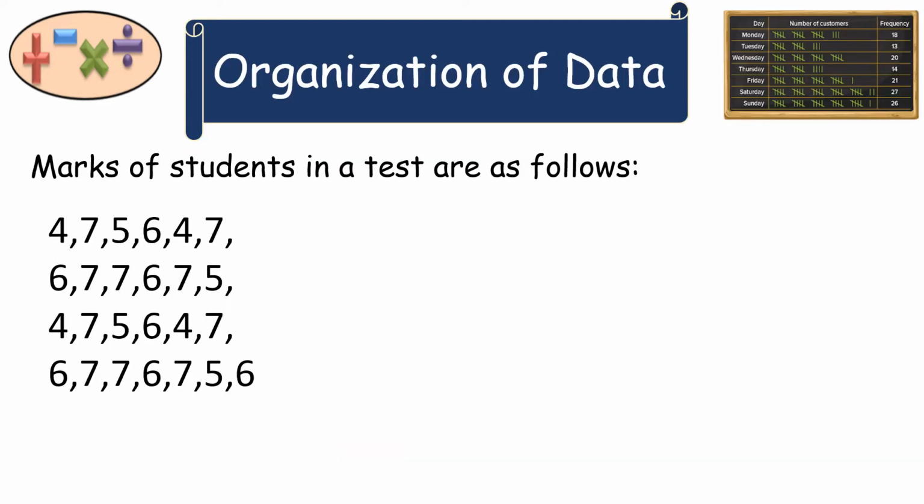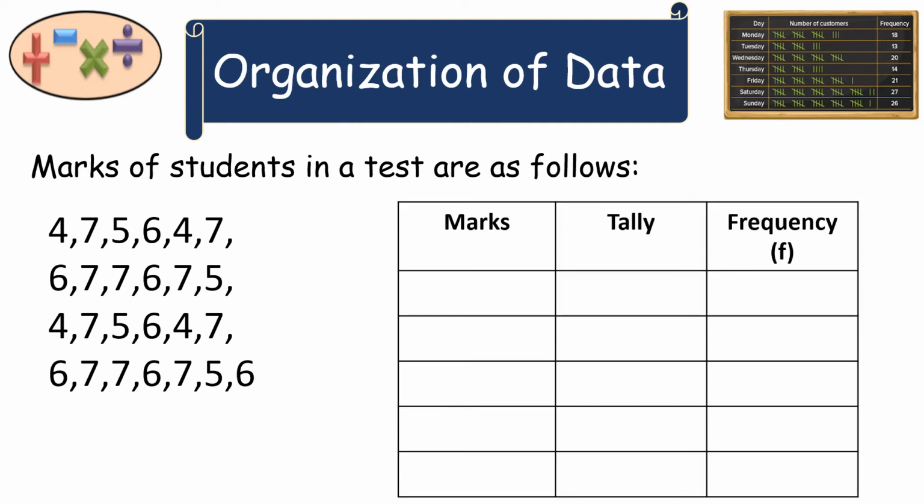So let us have another example in organization of data. We have marks of students in a test as follows. In order for us to organize this one, first we need to have a table with 3 columns: marks, the tally, and then the frequency. In statistics, the small letter f represents the frequency. Under marks, we are going to start with the least score. So we have 4, then 5, then 6, and the highest score is 7.